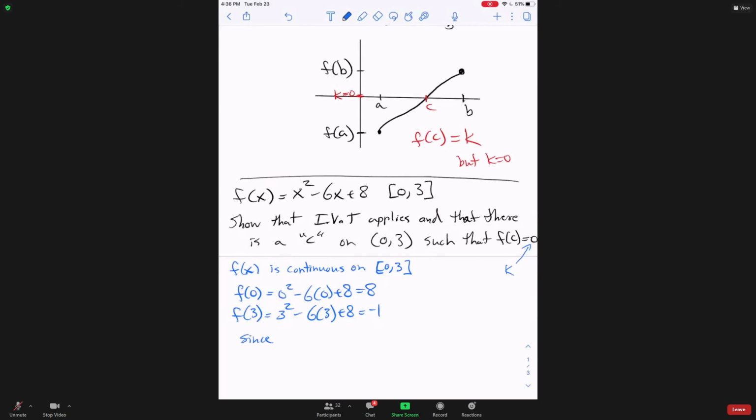So, since negative 1 is less than k, which is less than 8, k equals 0, then IVT, intermediate value theorem, applies.